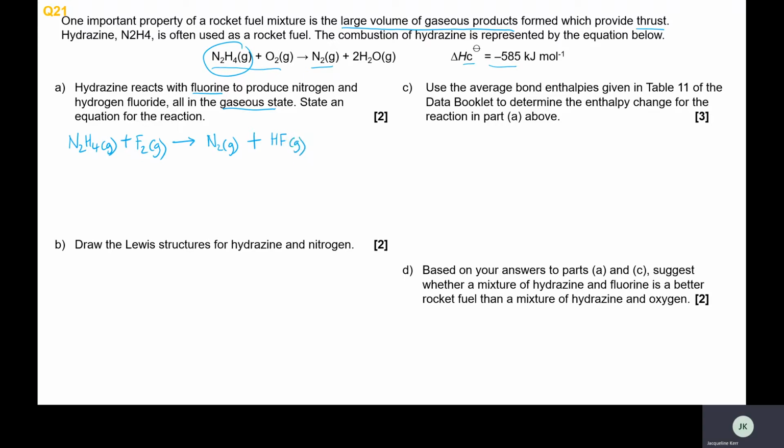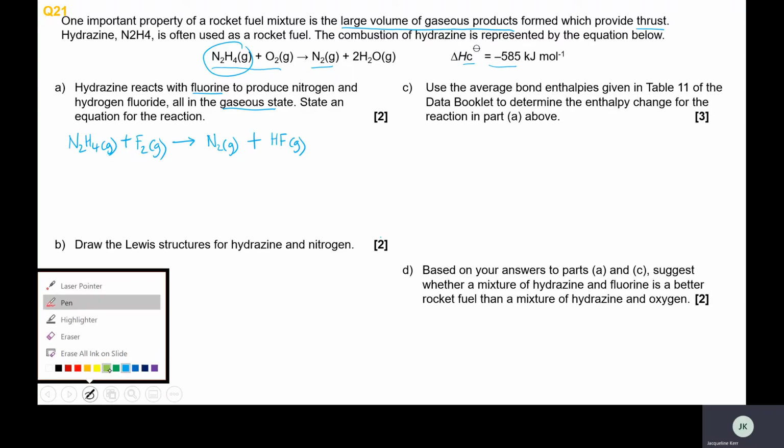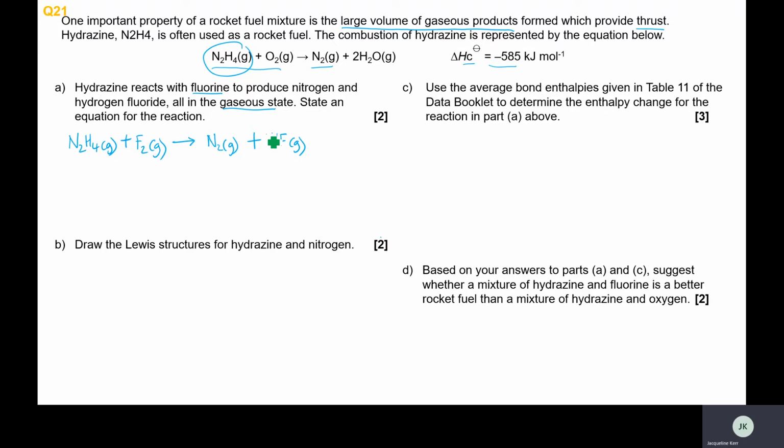Now we need to balance that. There are 4 hydrogens here, and here we've got the wrong amount, so we're going to have to balance it. We will need 4 of those, because there are 4 hydrogens here, and then 4 fluorines. We need to have 2 fluorine gas molecules here as well. Okay, so there's our equation for the first one.